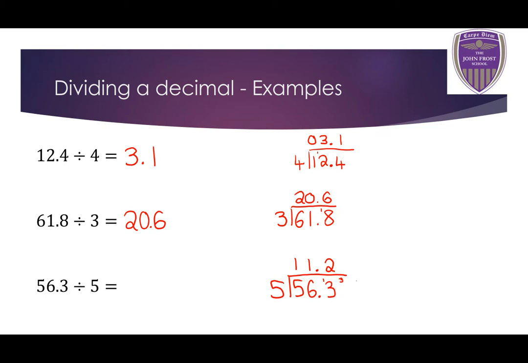Now, there's currently not a number here, but after the decimal point, if you need to put in a new number for the remainder, it will always be a 0. So now, how many 5s are in 30? There are 6 5s in 30. So the final answer to my question, 56.3 divided by 5, is 11.26. So those are the first three examples on dividing a decimal.